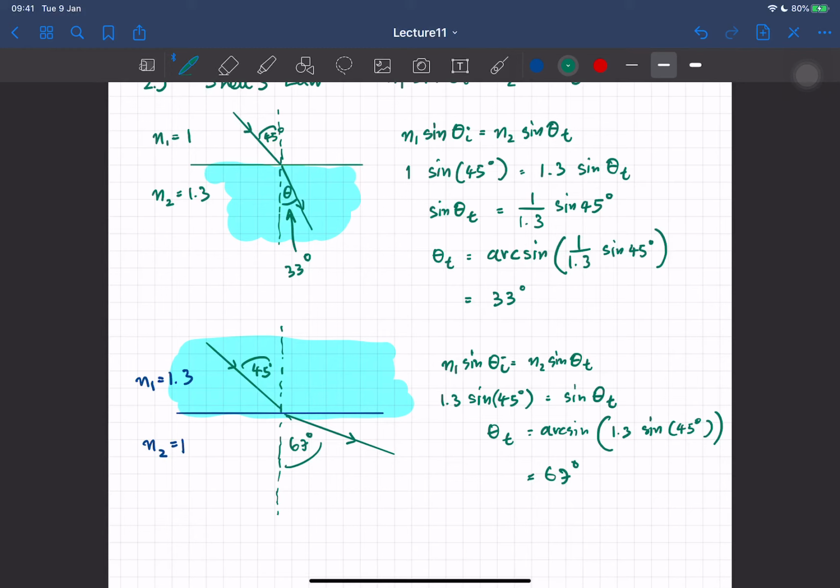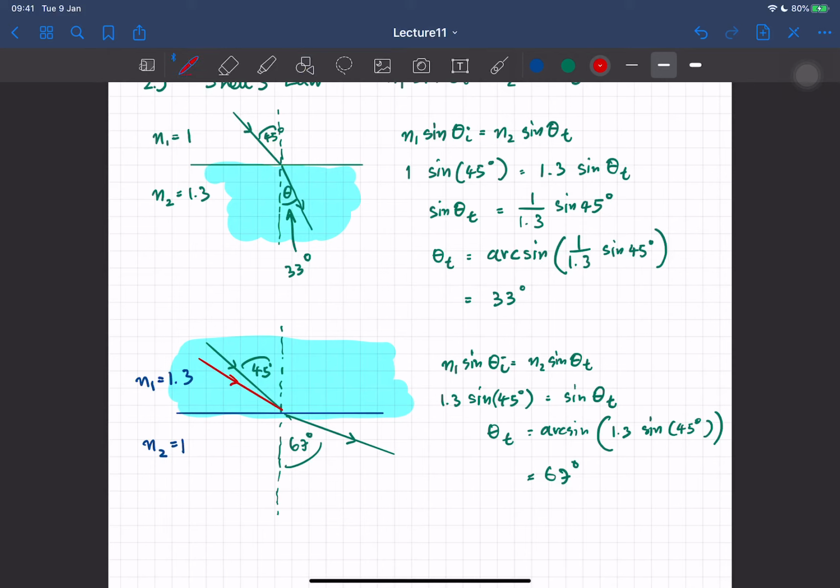Right, so you can have a general observation in the sense that if you go from low index to high index, it's going to bend inward. If you go from high index to low index, it's going to bend away from the normal line like this. Okay, and you can see something that might happen when you increase the incident angle further, in the case where you go from high to low index, right? Let's say you move the angle a little bit further like this.